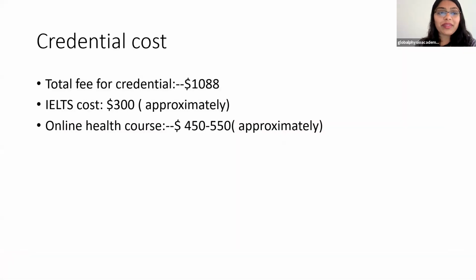So an important thing, total cost, very important. The total fee of the credential is 1088, you have to submit the DD. IELTS cost, I think approximately 300, 300, 400, I am not sure about the fees of the IELTS approximately. But again, it depends on the trials, how many trials you are taking for getting the total 7 IELTS academic band. So that is important. And the online health course is somewhere in the range between 450 to 550, depending on the college. So this is the total cost to complete your credential.